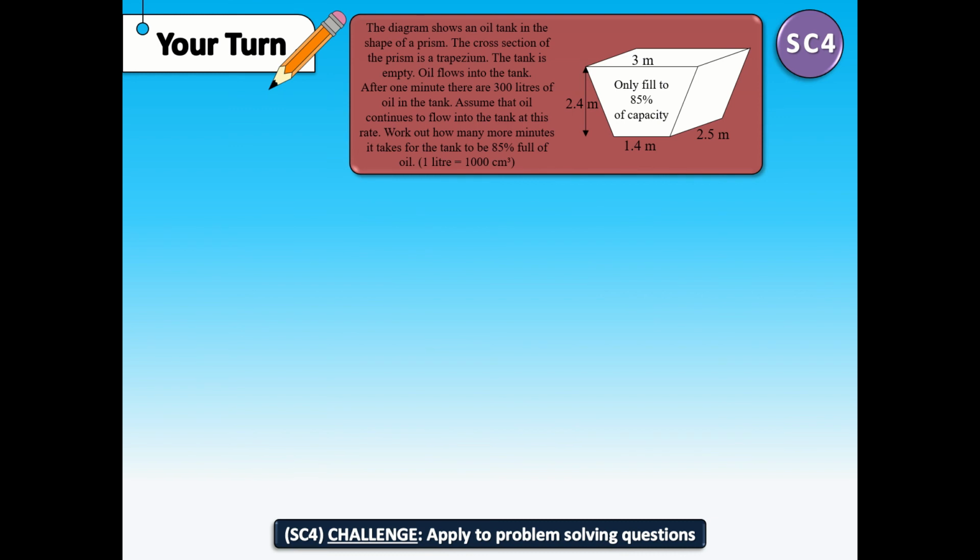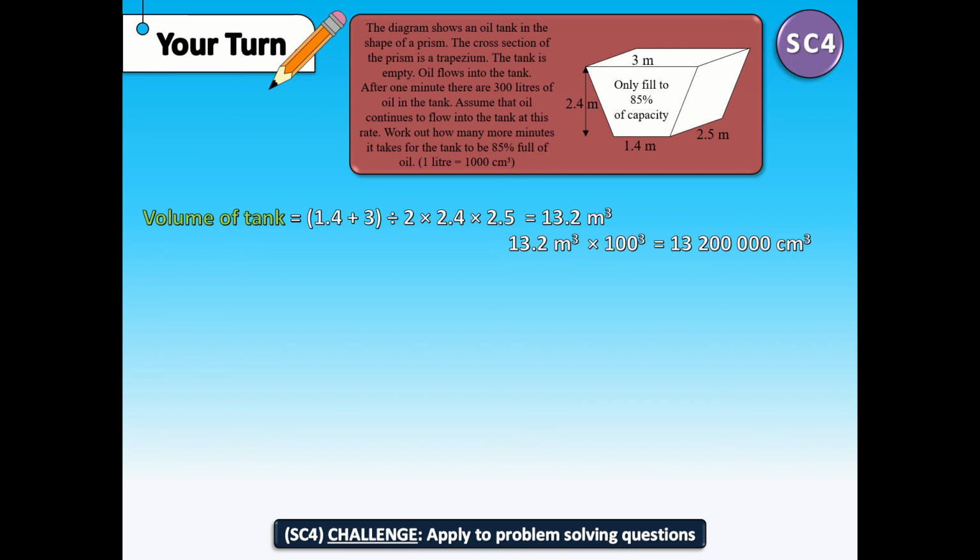For the red question, if we work out the volume of the tank, so we add together the parallel sides, divide by 2 and times by the height, and then times by how far it goes back. So that's a volume of 13.2 meters cubed. If we times that by 100 cubed, that will convert it into centimeters cubed. And we know that 1 litre is 1,000 centimeters cubed. So if we divide that by 1,000, we've got 13,200 litres.